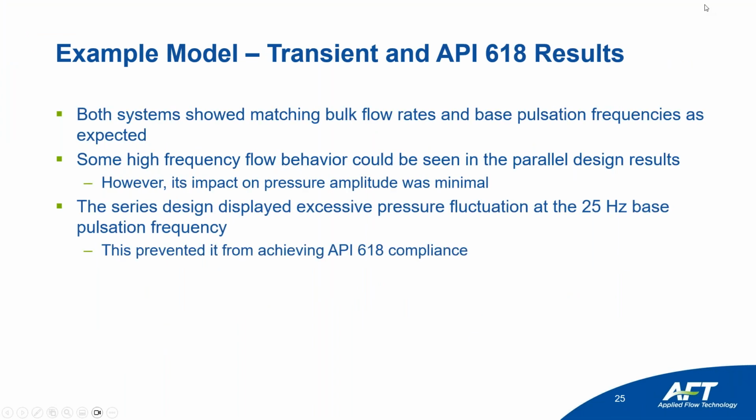So both of the systems showed the matching bulk flow and matching base pulsation, which we expected. There was some high frequency flow behavior specific to the parallel submodel, but its impact on passing API 618 was minimal. However, the series design had significant pulsation at the 25 Hertz base pulsation frequency, that prevented it from achieving the API 618 compliance. So that one has failed our API 618 check.